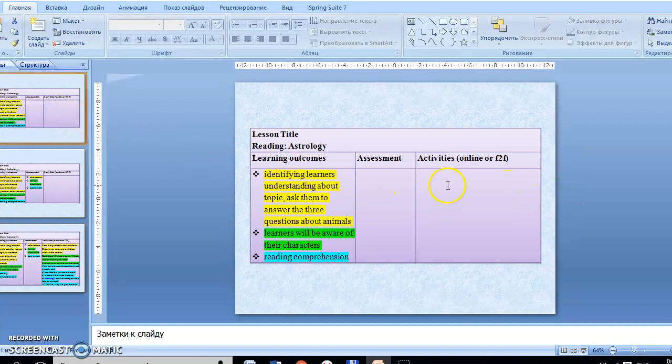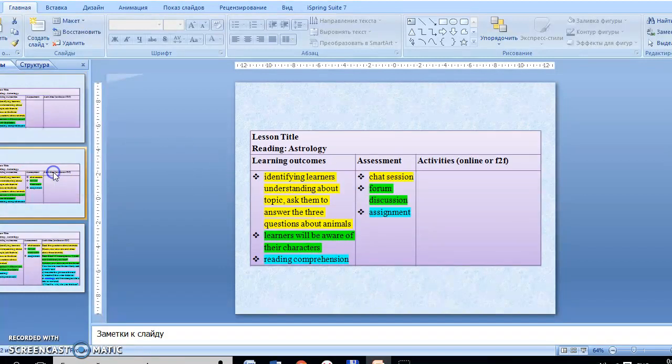So firstly, in my outcomes I put the first one: identifying learners' understanding about the topic, asking them to answer 3 questions about animals. Second, learners will be aware of the characters. And the third one, reading comprehension.